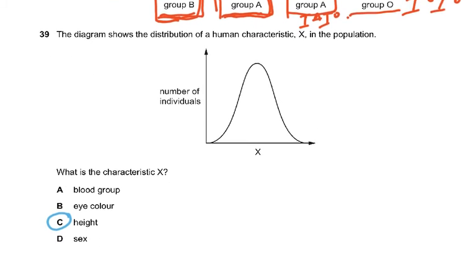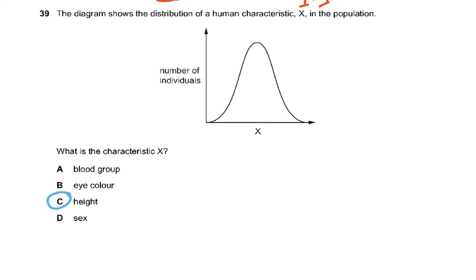Then going on to question number 39, the diagram shows the distribution of human characteristic X in the population. What is the characteristic X? You see the number of individuals showing this sort of graph is height. They're checking whether you know what is continuous and discontinuous variation. Eye color is discontinuous, blood group is again discontinuous, and sex is also a discontinuous variation. So you don't see this sort of graph, which is only for continuous variation, which is height.